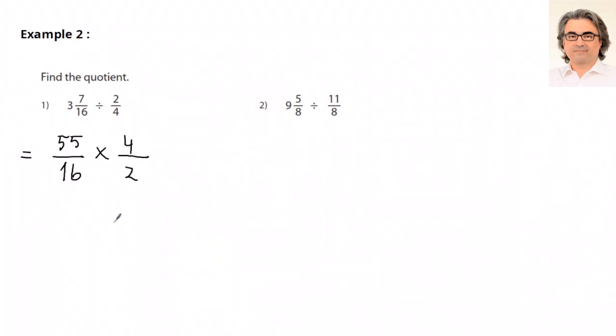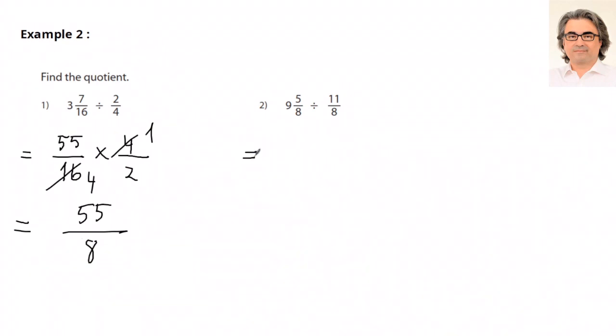Instead of 2 over 4, I should write 4 over 2. That's all. Is there any simplification? Yes, of course. Between 4 and 16. 4 over 4 is 1. 16 over 4 is 4. So in the result, 55 should be multiplied with 1. The result will be 55. And 4 with 2. 4 times 2 is 8. That's all. I will not write the results if the result is an improper fraction in its mixed fraction form.